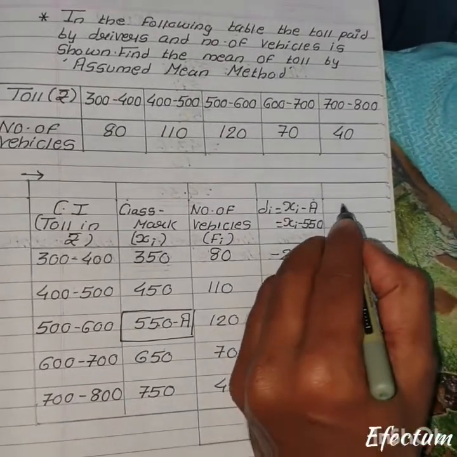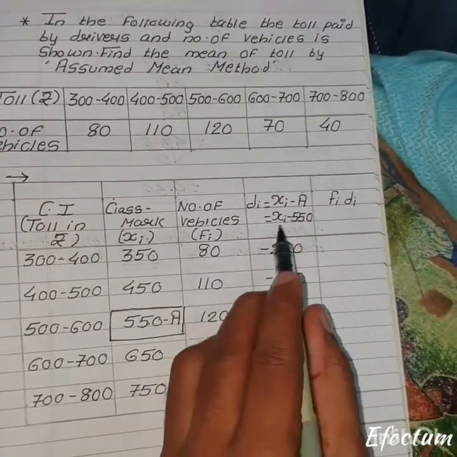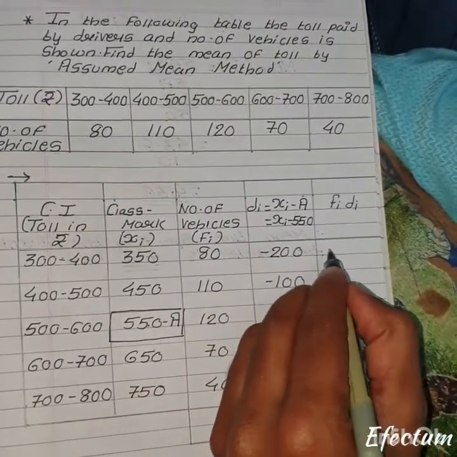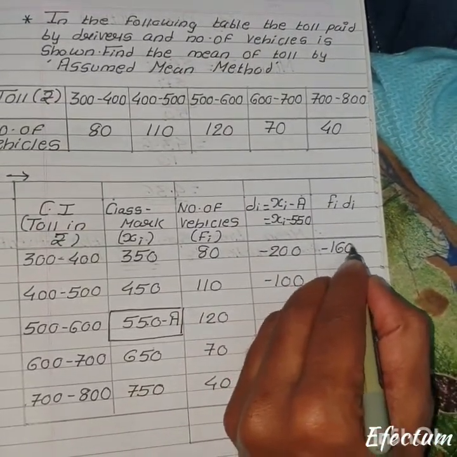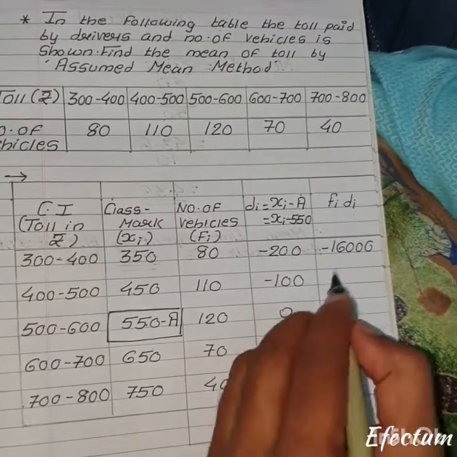In the last column we'll find out fi di, that is we'll multiply both the values of fi and di. So 80 into 2 is 16, so minus 16,000. 110 into 1 is 110.